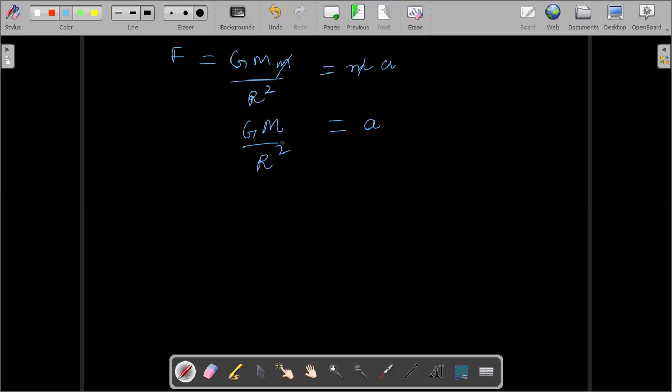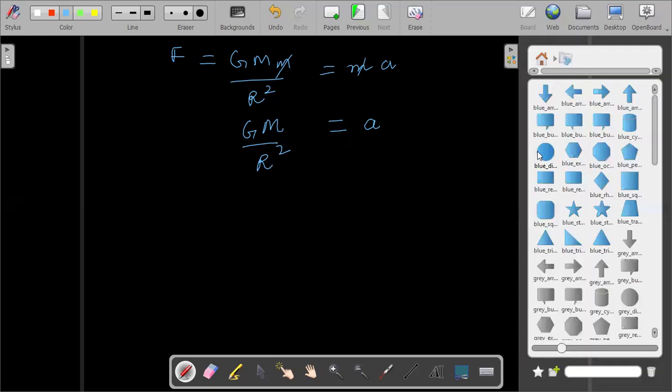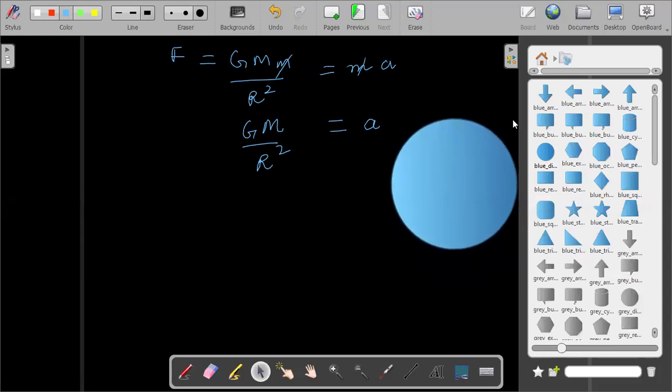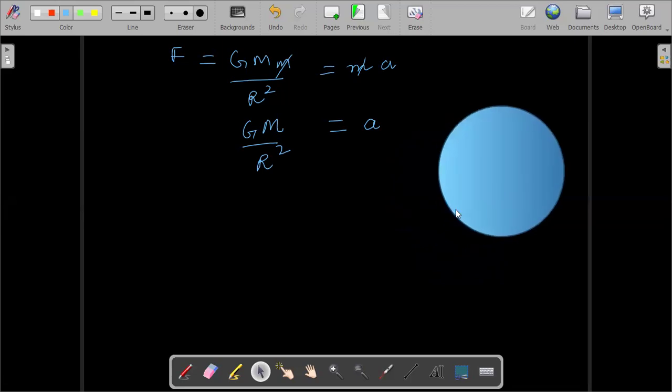What this value physically means is this: here I have the earth, and suppose I take two objects here, a light object and a heavy object. I drop these two objects towards the earth. Okay, so I've dropped them. Which one of them will reach the earth surface earlier, the heavy object or the light object?